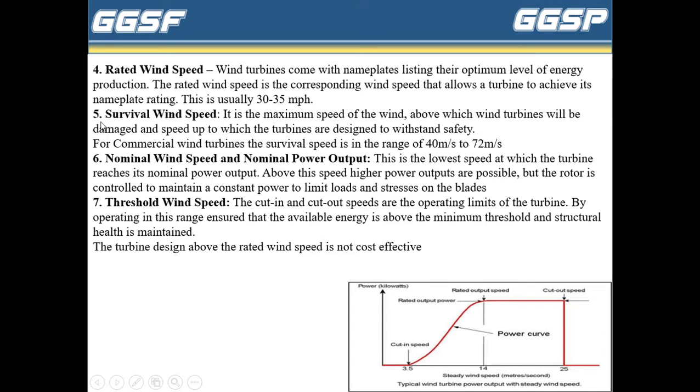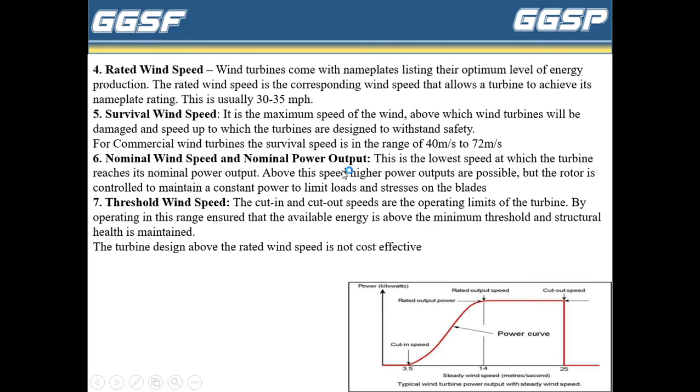Let us discuss the survival wind speed. The survival wind speed is the maximum speed of the wind above which the wind turbine will be damaged, and up to which the turbines are designed to withstand safely. For commercial wind turbines, the survival speed is in the range of 40 meters per second to 72 meters per second.